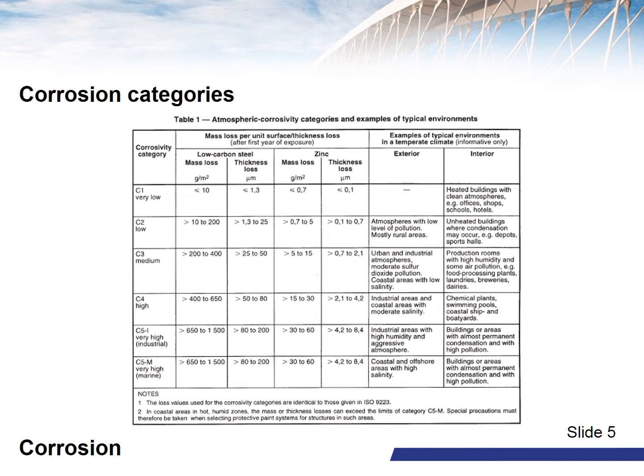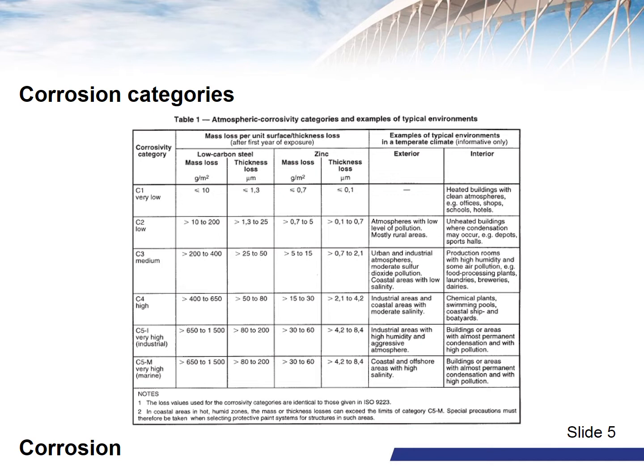The C3 medium category outlines urban and industrial atmospheres with moderate sulfur dioxide pollution or coastal areas with low salinity. This includes environments with high humidity and air pollution, and such examples may include food processing plants, laundries, breweries, and dairies.